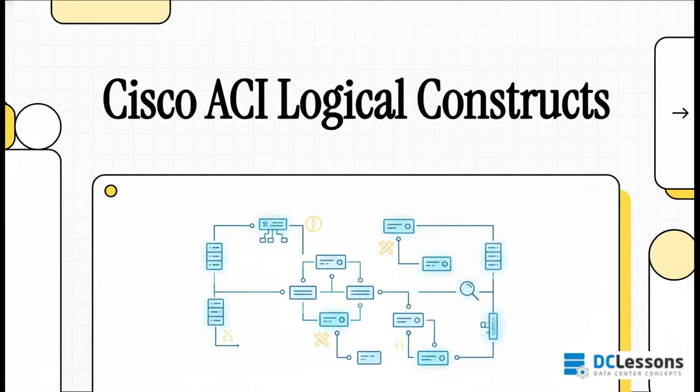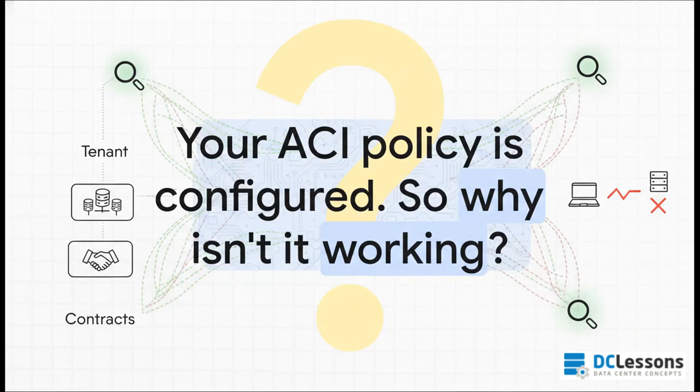Hey everyone. So if you've ever found yourself staring at a Cisco ACI policy that looks absolutely perfect in the APIC but just refuses to work in the real world, well, you are definitely not alone. Today, we're going to cut through all that confusion. We're going to walk through a clear, step-by-step method to find and squash those frustrating logical bugs and get your applications talking again. You know that feeling, right?